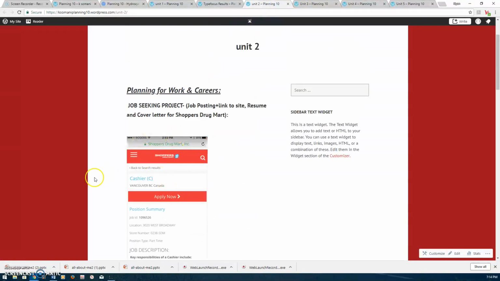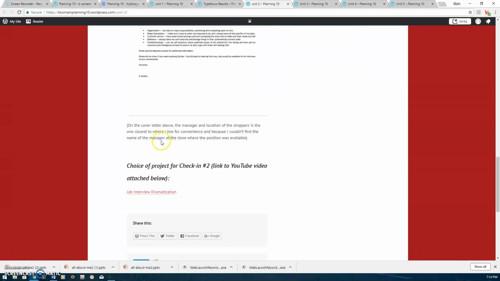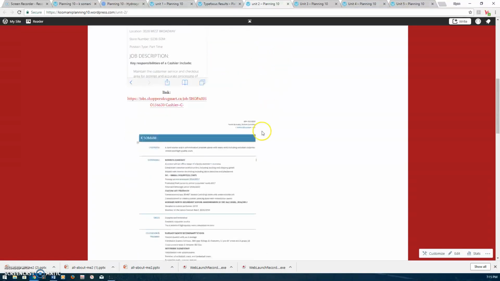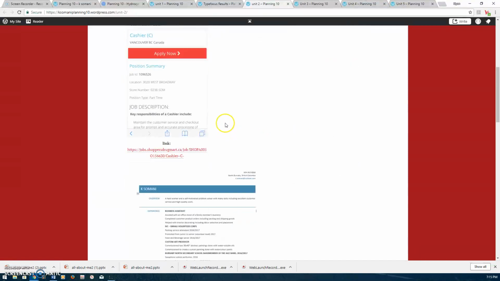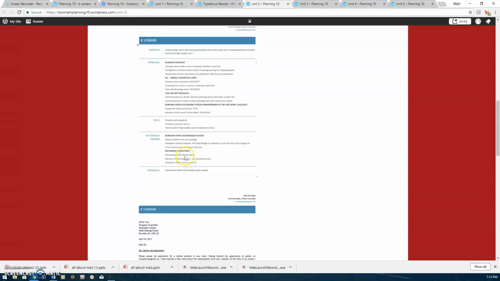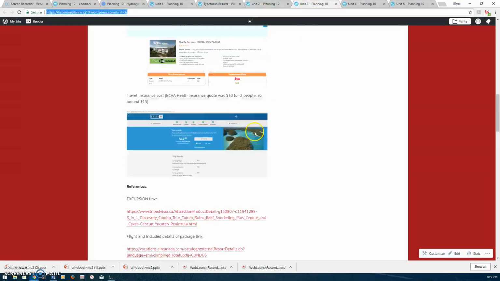And for Unit 2, we did a job seeking project. It's obviously make-believe because Planning 10 is not going to force you to actually get a job somewhere for them, but it basically taught me the basics I need. So if I actually needed a job in the future, I already have my resume and cover letter set up because of this, which is always a good thing.